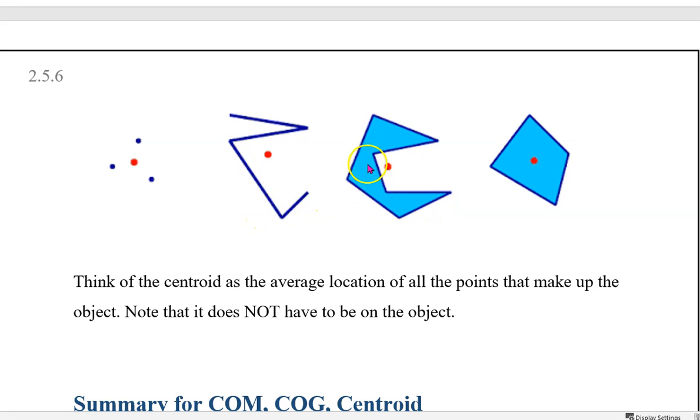You'll notice that in this region here with the light blue color, it's also true that the centroid, the average location of all the little blue dots, is here, which is not on the shape at all. But on this particular one, which is a rhombus, it is on the shape. Think of the centroid as the average location of all the points that make up the object. Remember, it does not have to be on the object.